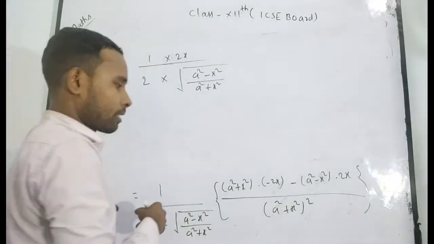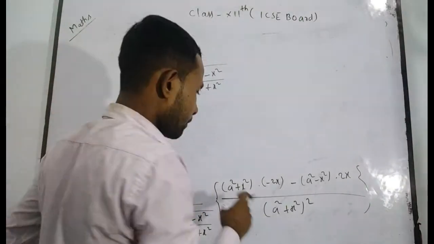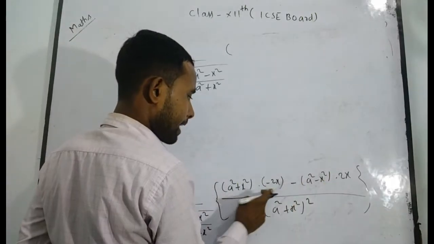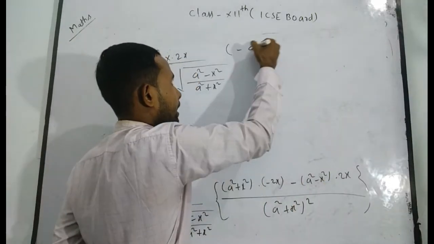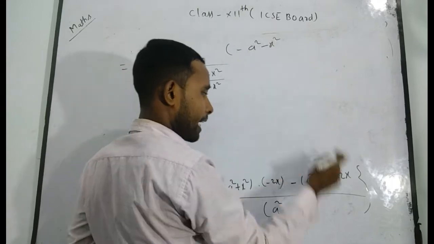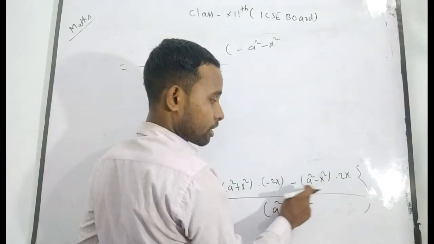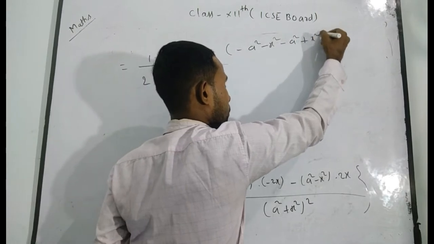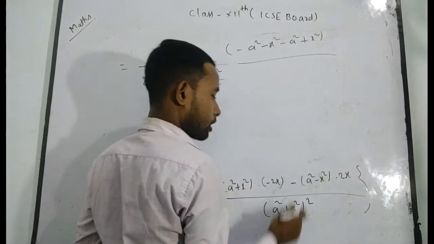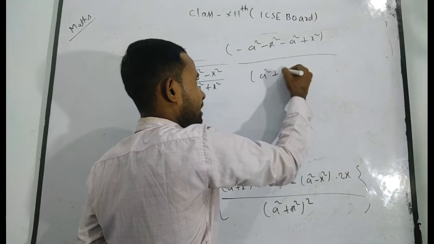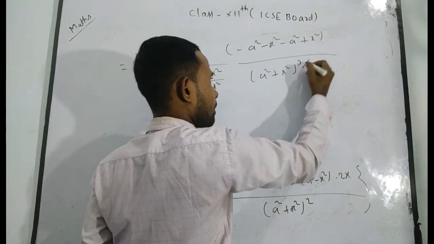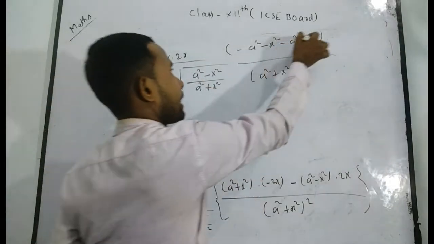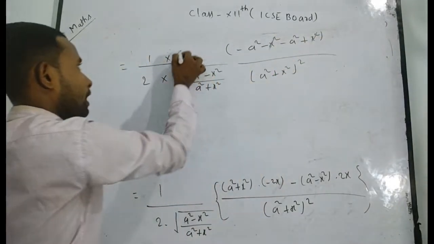As you know that, here if you take 2x common, you will get minus a square minus x square, and there is also a minus, so it will be minus a square plus x square divided by a square plus x square whole to the power 2. Now I want to tell you again, here x square cancels and 2 cancels.